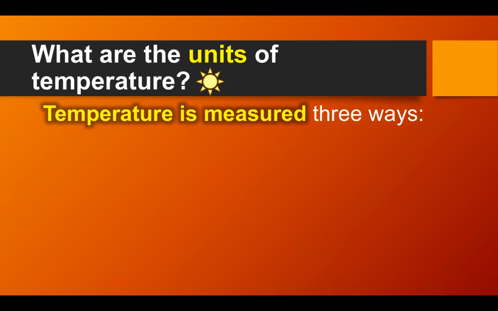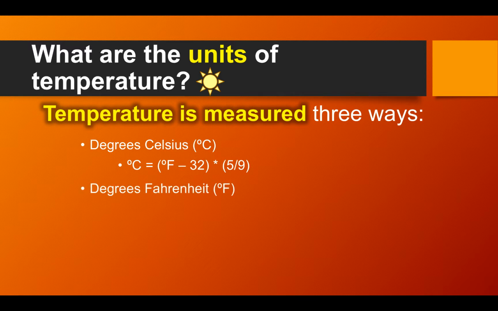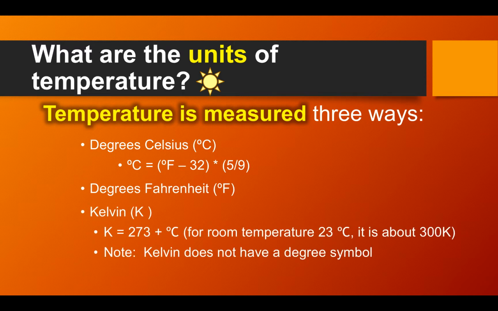I think most everybody knew these. Temperature is measured in 3 ways. Degrees Celsius, which is calculated from Fahrenheit minus 32 degrees times 5/9, or degrees Fahrenheit, or lastly, Kelvin. Kelvin is 273 plus degrees Celsius. For room temperature at about 23 degrees Celsius, it's about 300 Kelvin. Note, Kelvin does not have a degree symbol with it.